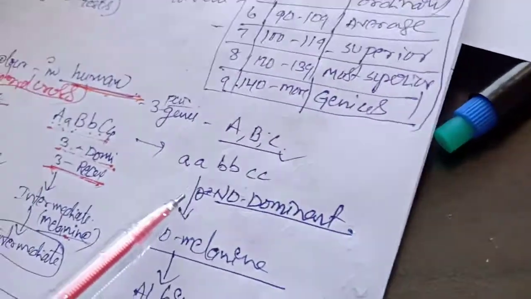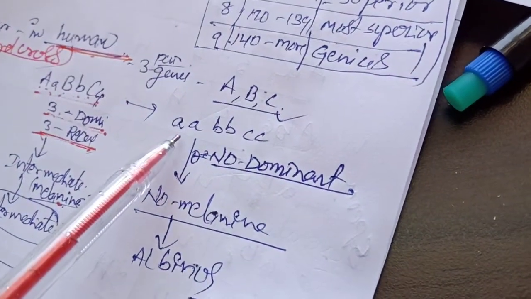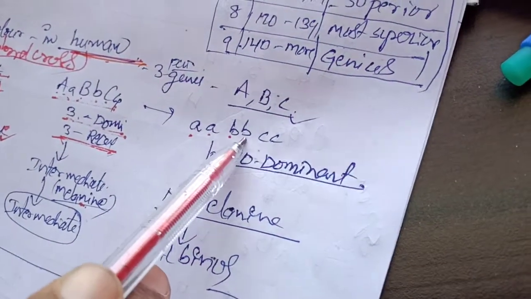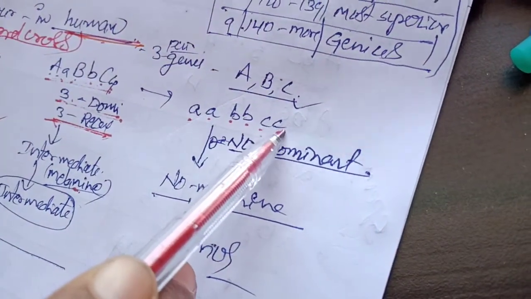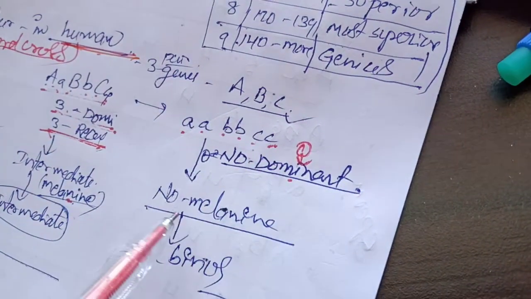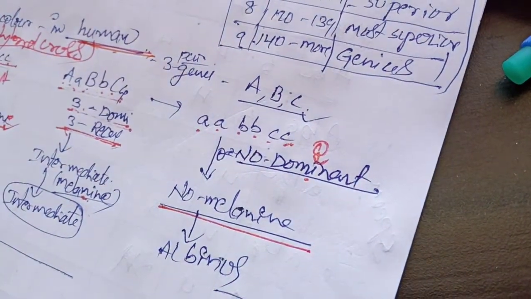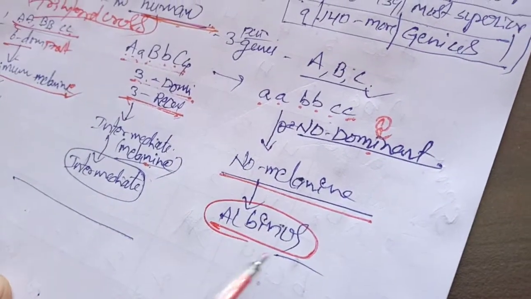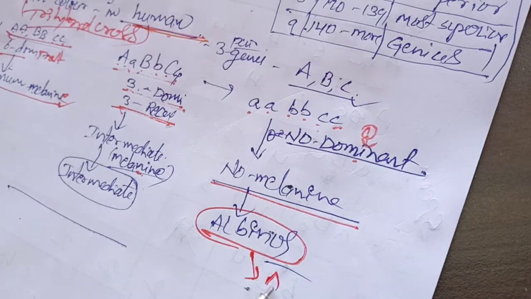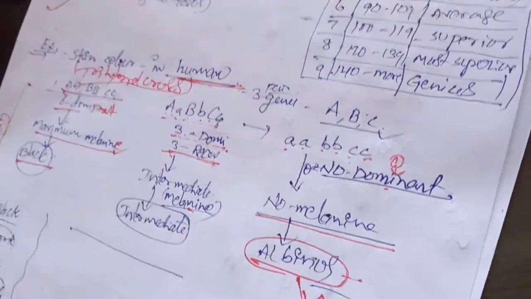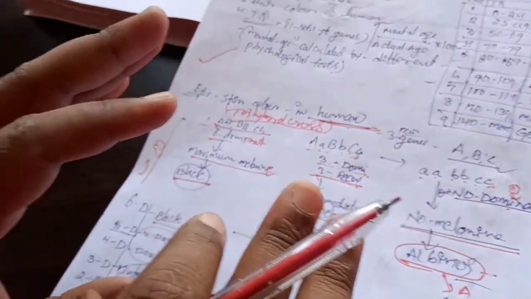And the third one is no melanin, that means 0 dominant genes: small a, small a, small b, small b, small c, small c. Here there are no dominant genes, which means no melanin production. So if there is no melanin, we call those people albinos. Albinos do not have black color in their skin from top to bottom.